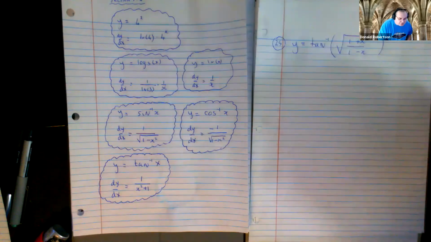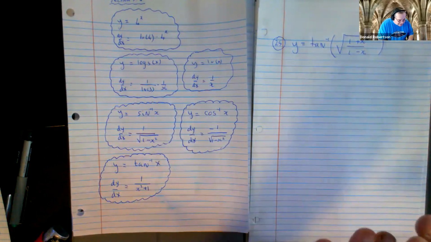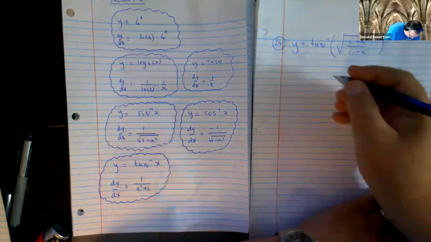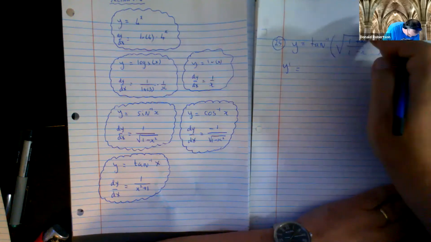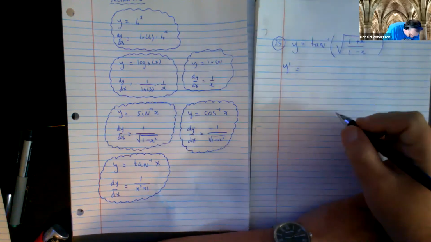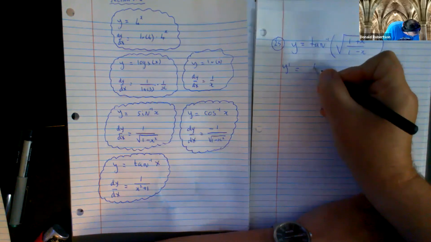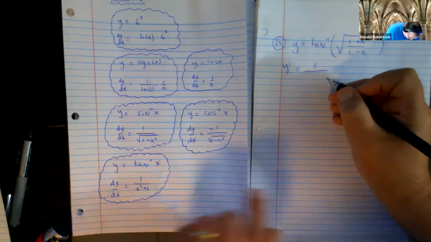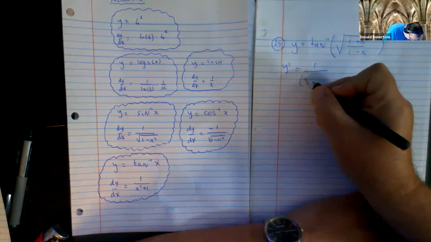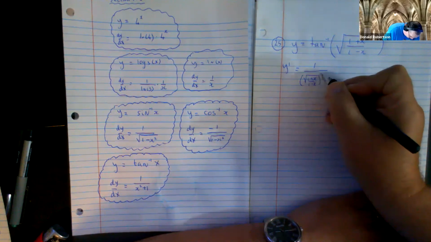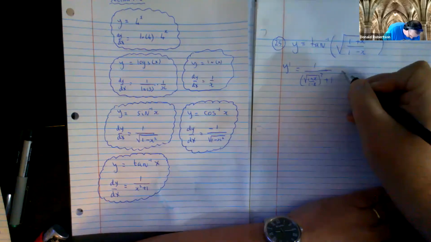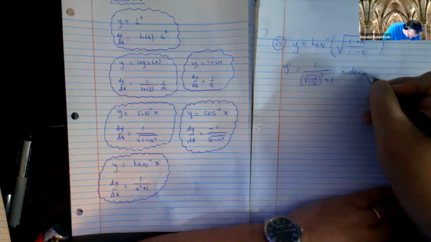So when I get something that's really messy, one of my strategies is to take it slow and take it in little manageable chunks. So this is the inverse tan of something. The derivative of the inverse tan of something is 1 over the something squared plus 1. Here is the something squared plus 1, followed by the derivative of that something.